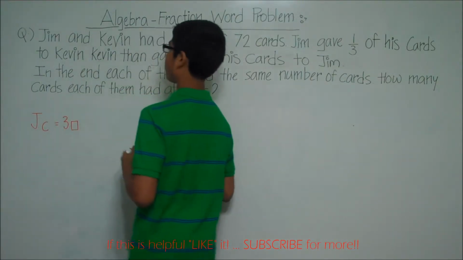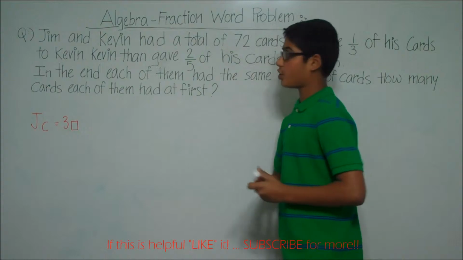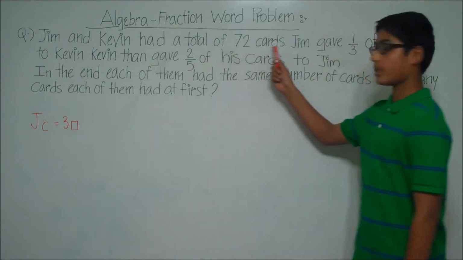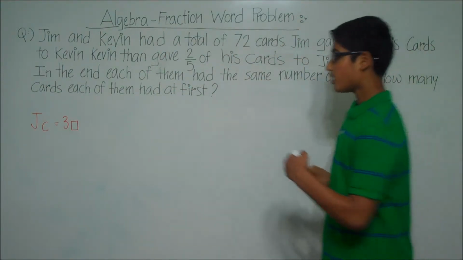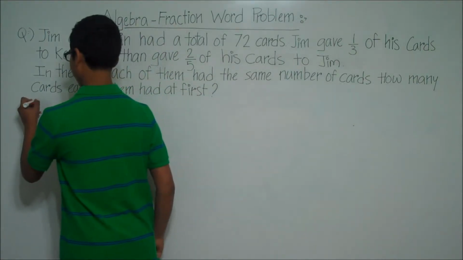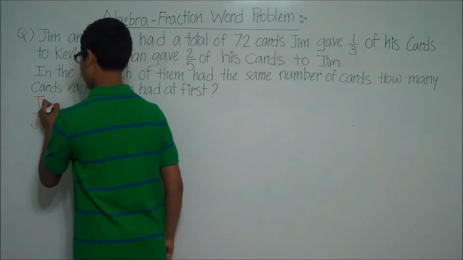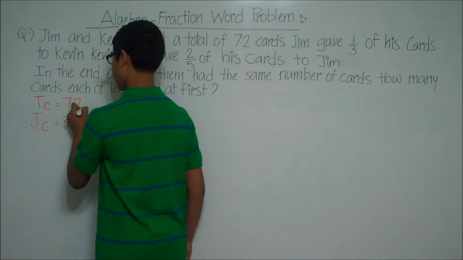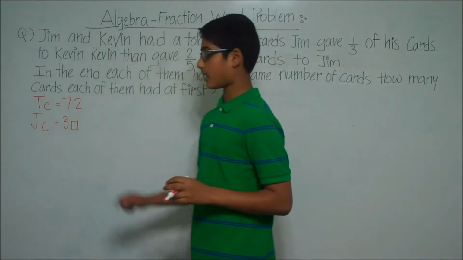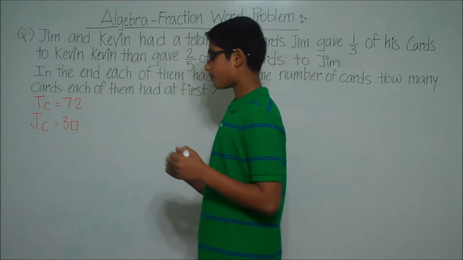But one thing we should have noticed before was that Jim and Kevin had a total of 72 cards. So the total cards, T for total, C for cards, is equal to 72. So this means that there were 72 total cards.